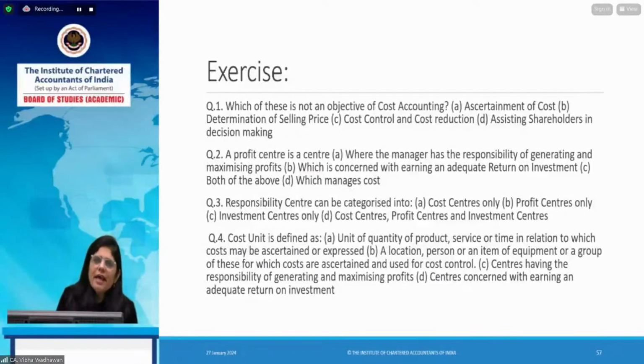So every time the cost of the bicycle is 2000 only. So single costing will do. Clear? Where you make the similar kind of standardized output every time. Every unit is similar to the other unit. Single costing.